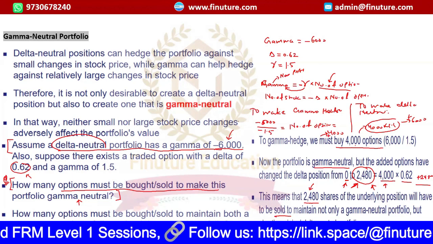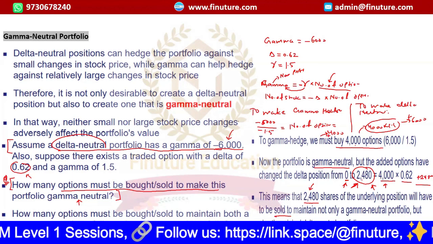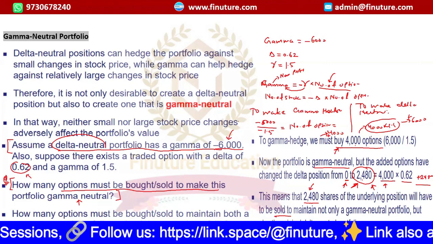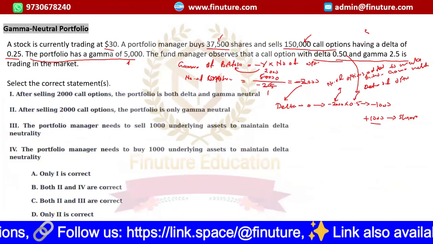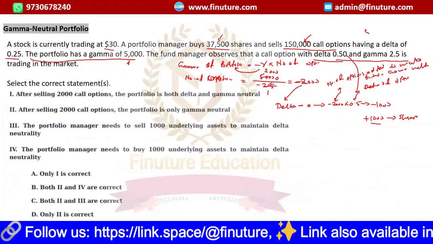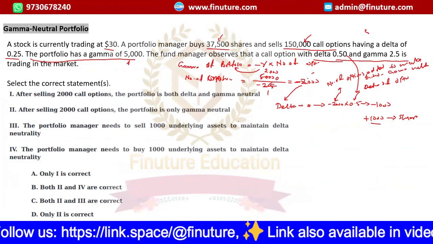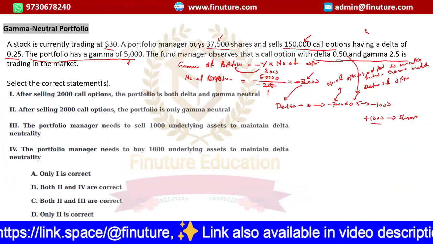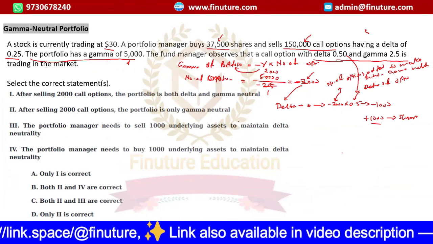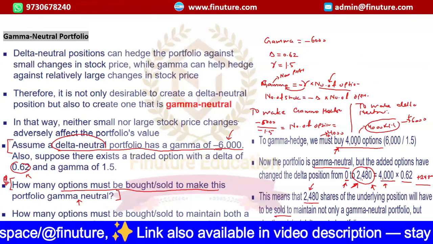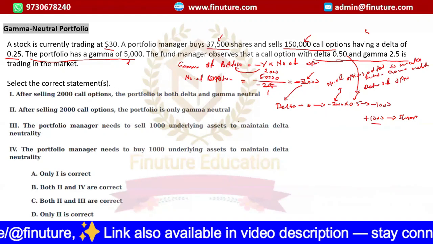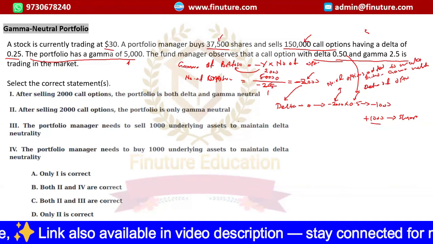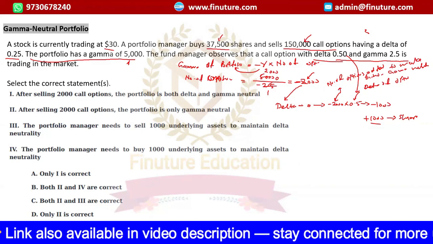Over here, delta was positive because you purchased the option to make your position gamma neutral. Over here, to make gamma neutral, I am selling 2,000 options. That's why my delta is also negative, because I have sold the option. Over here, we had purchased 4,000 options, and over here I've sold 2,000 options to make my position gamma neutral. Oh, I understand. Be careful with signs.